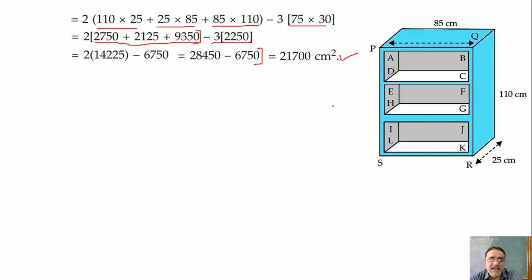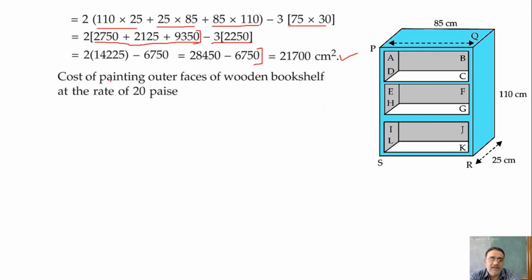No, sir. This is the area of polishing, and the cost of polishing is given ₹20. Okay. ये painting नहीं है, polishing है. यहाँ पे polishing लिख लेंगे. This is polishing. Outer surfaces of wooden bookshelf at the rate of ₹20. 20 means how many rupee? Fraction में बताओ. Fraction में 20 पैसे is equals to how many rupee?